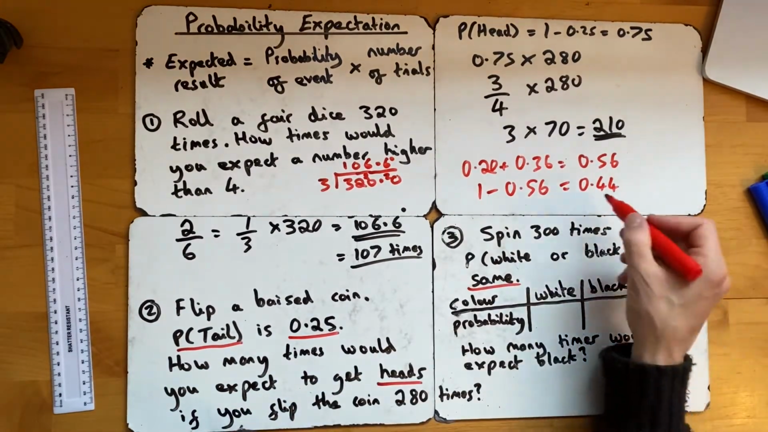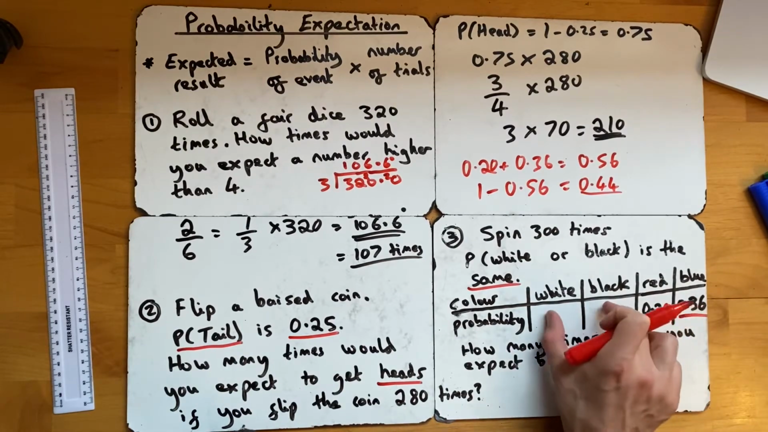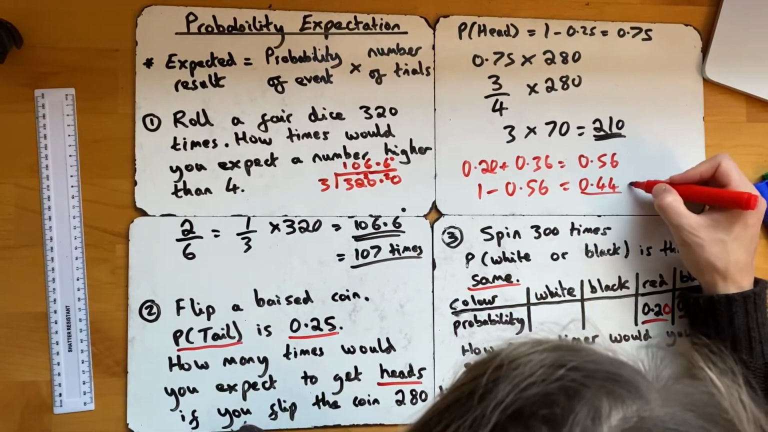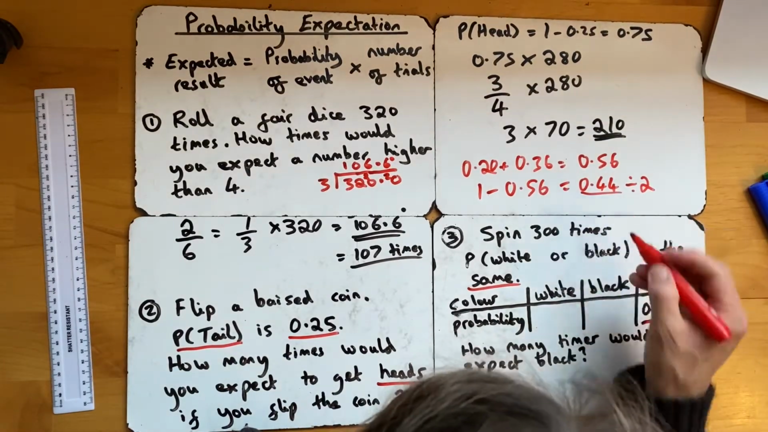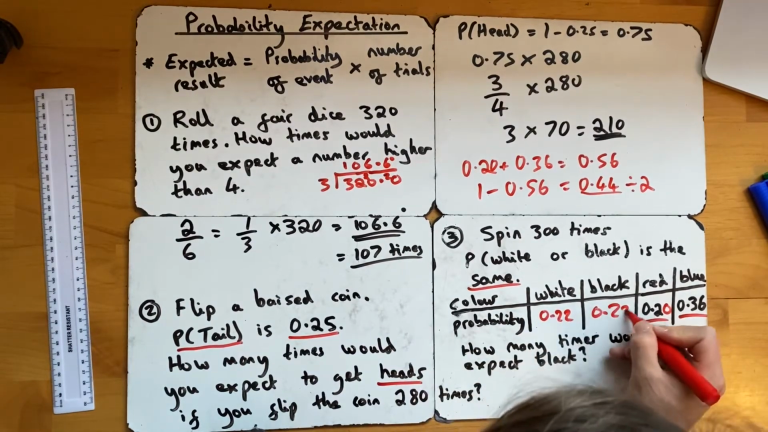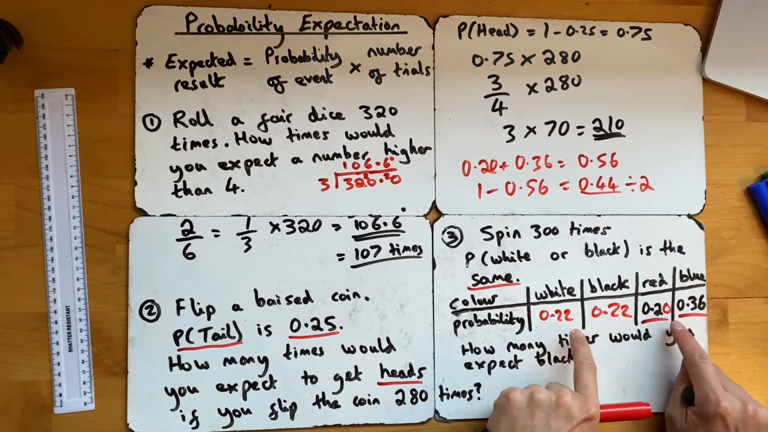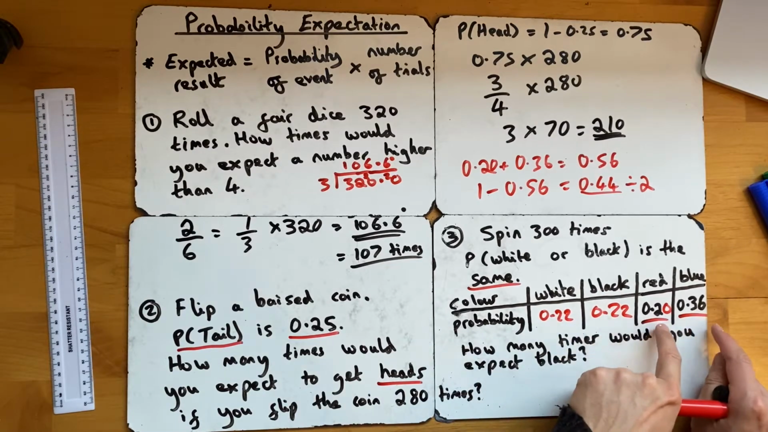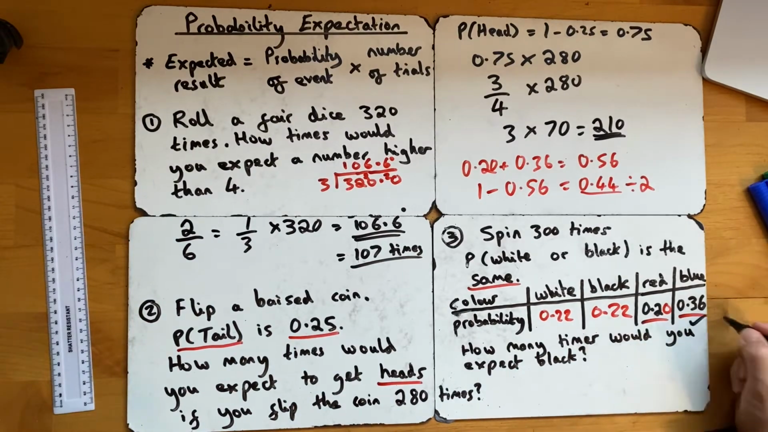Well, you know 0.44 is split between these two, and you know these two are the same. So you're going to have to halve your answer. 44 divided by 2 is 22, so 0.22, 0.22. Check it. Let's see if these all add up to 1. 44, 64, 90, 100. Yeah. So we know we've got that bit right.